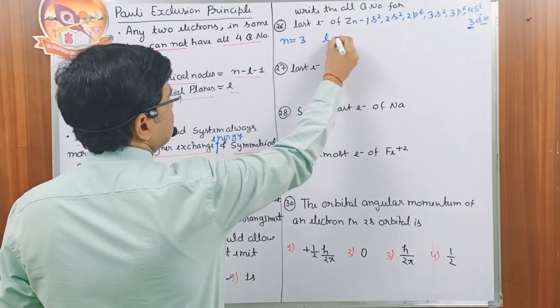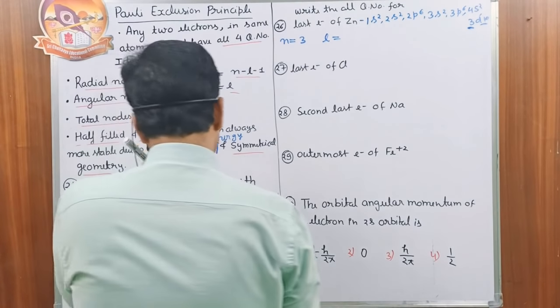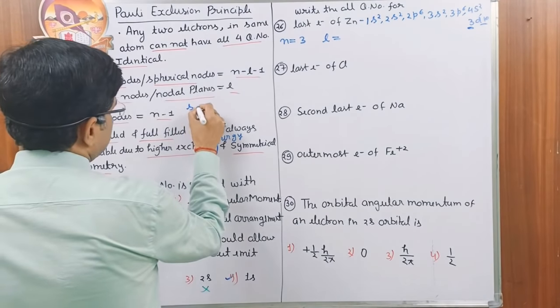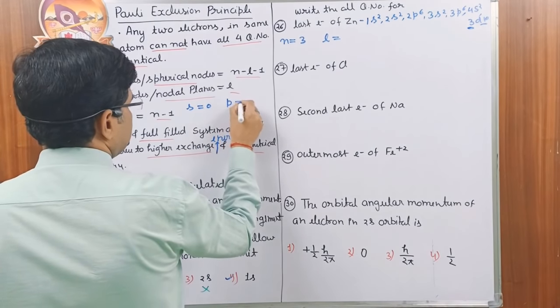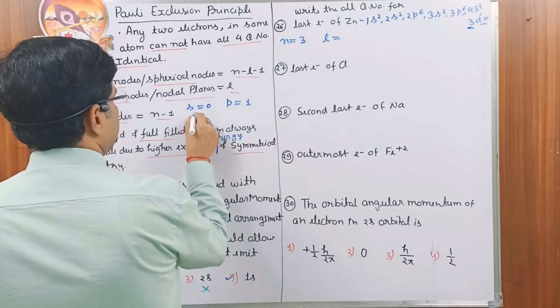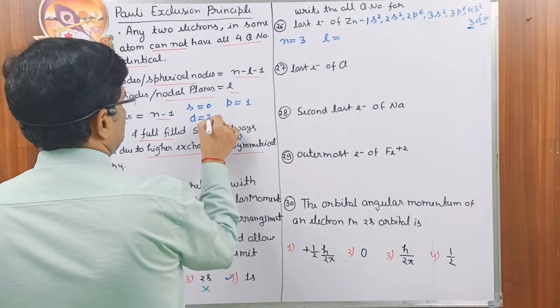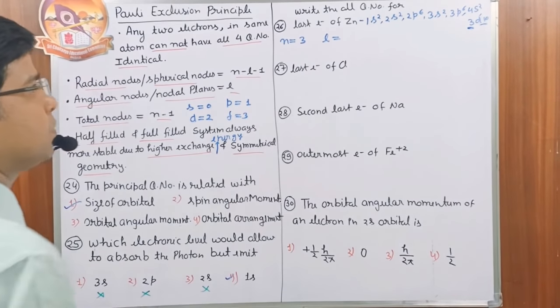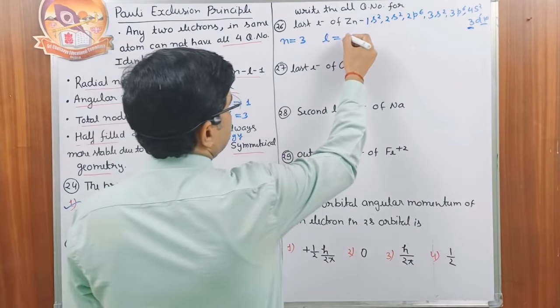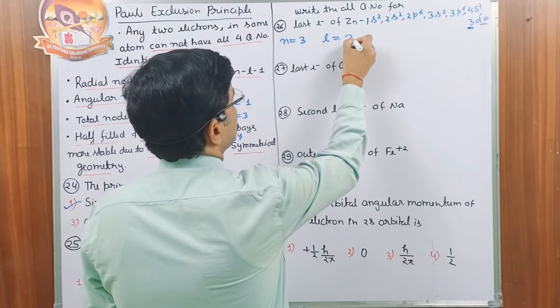Then l, you must remember this. For s, the azimuthal quantum number is 0, for p it is 1, for d it is 2, and for f it is 3. The electron is present in the d subshell, so l is 2.